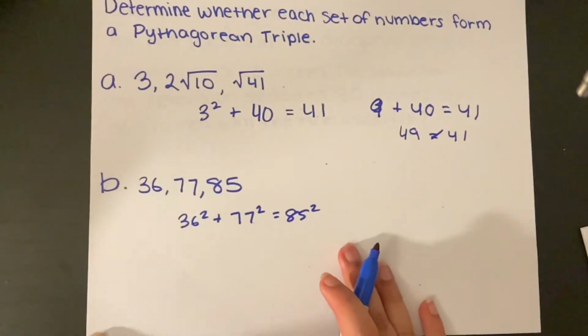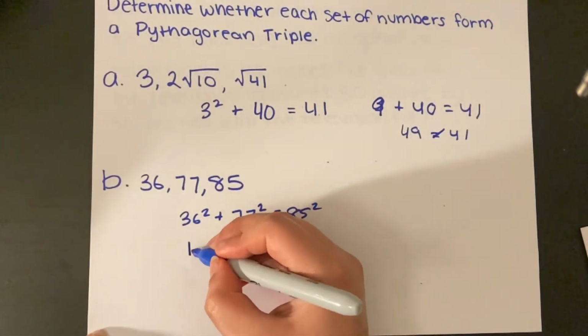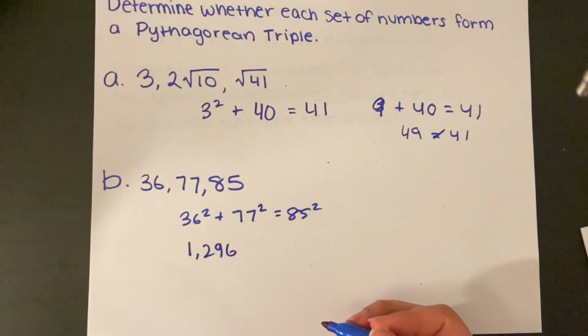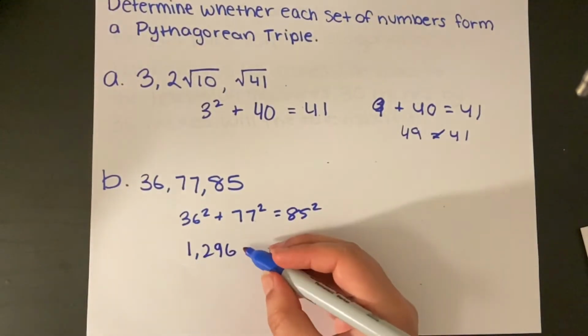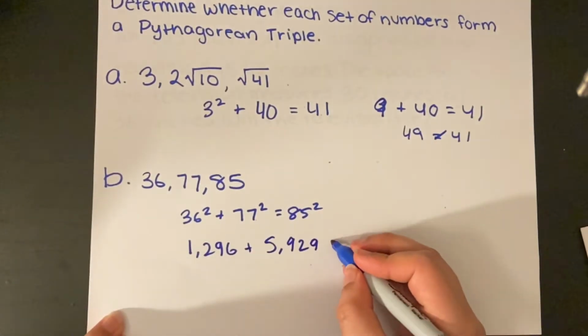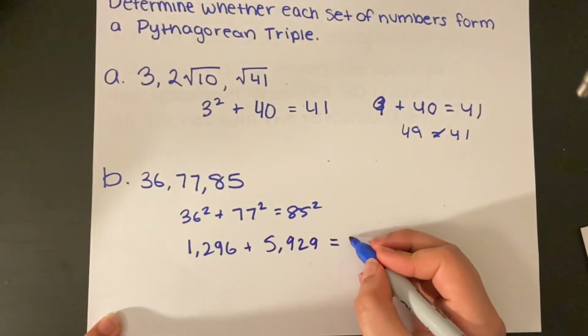Alexa, what's 36 squared? 36 squared is 1,296. Alexa, what's 77 squared? 77 squared is 5,929. Alexa, what's 85 squared? 85 squared is 7,225.